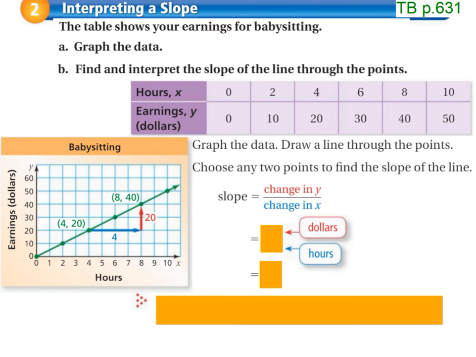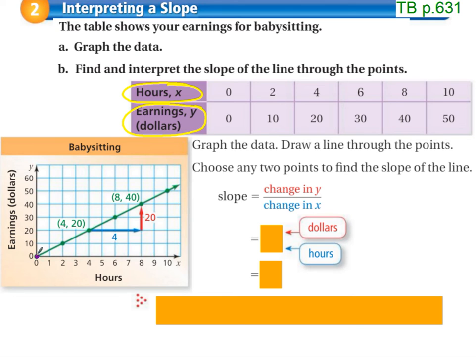Let's now apply it to a real-world situation. The table below shows your earnings for babysitting. It says to graph the data and then find and interpret the slope of the line. So the purple table shows our x and y coordinates. And as it says right here, hours is the x coordinate, earnings in dollars is the y coordinate. So they went through and they graphed several points.